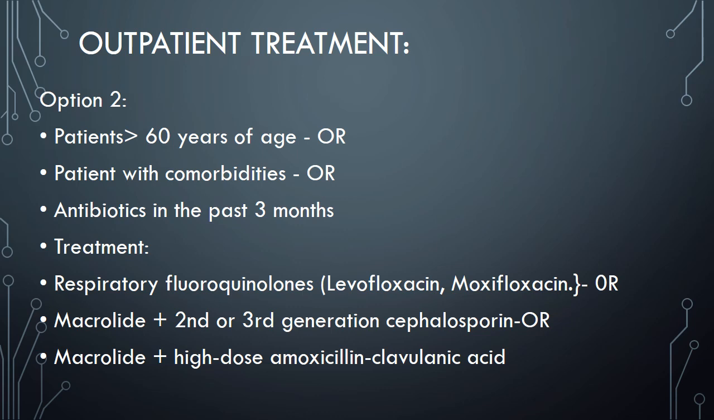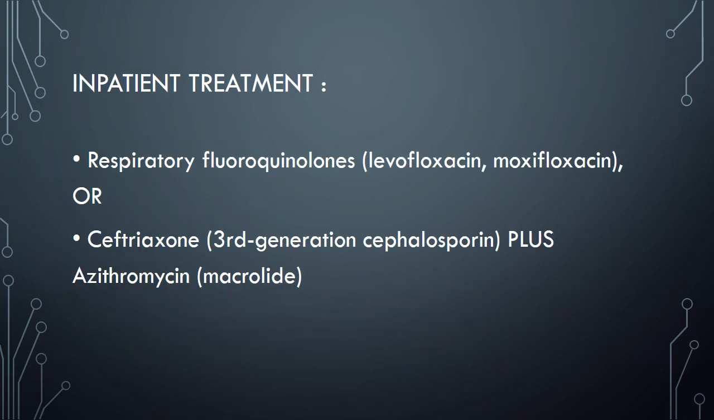Option 2 includes treatment with respiratory fluoroquinolones like levofloxacin and moxifloxacin, or macrolide plus second or third generation cephalosporin, or macrolide with amoxicillin and clavulanic acid. So this option is suitable for patients who are more than 60 years of age and those who have comorbidities, and for those who have taken antibiotics in the past 3 months. So for inpatient management, you can either give respiratory fluoroquinolones or you can give ceftriaxone plus azithromycin.